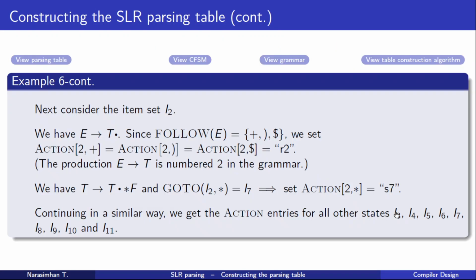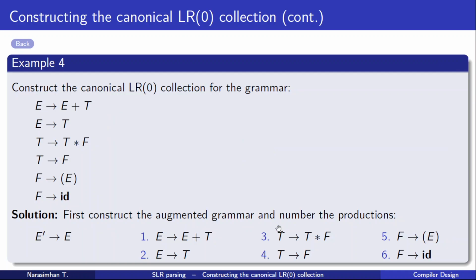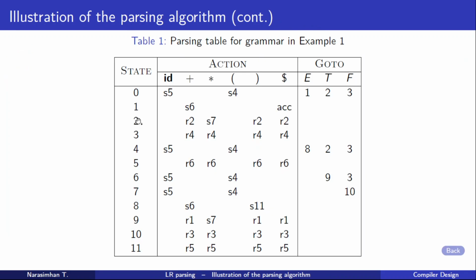Now next is I3. In I3 you have only one item which is a reduce item. So you should first find follow of T. What is follow of T? Plus, star, right parenthesis and dollar. So in all those columns you are going to specify the number corresponding to the production T gives F. So let us find what is the number. T gives F is given the number 4 here. So you should write R4. So state 3, plus, star, right parenthesis and dollar, you write R4.